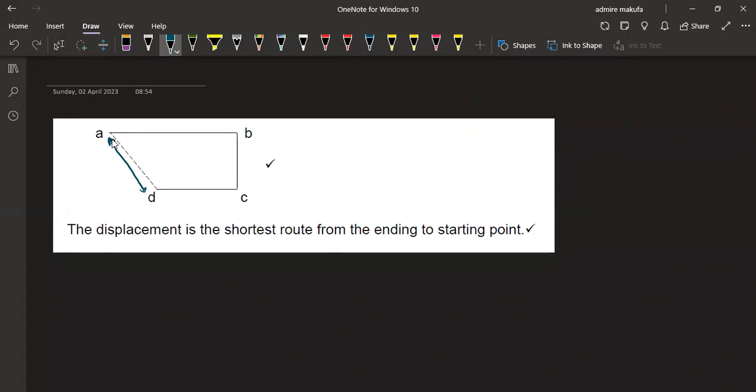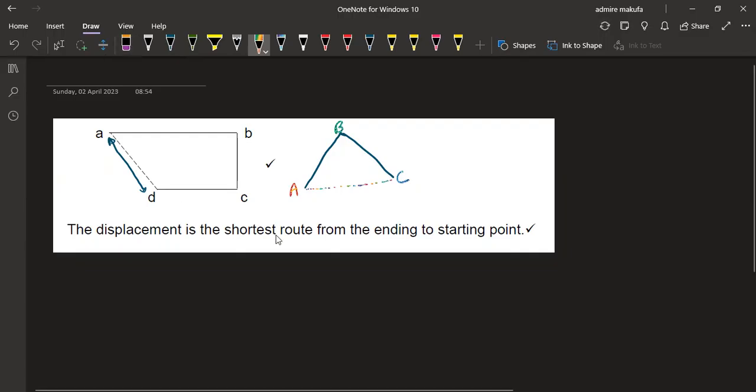So let's say we are given a journey or a route which was taken in this way, and we have the points. Let's say this is our A, this is our B, and this is our C. I just hope it's clear. If we talk about displacement, we are going to take from this point to the point C. It depends on the diagram that you have drawn. In this case, I just have this one. So the displacement is the shortest route from the ending to the starting point, or from the starting to the ending point.